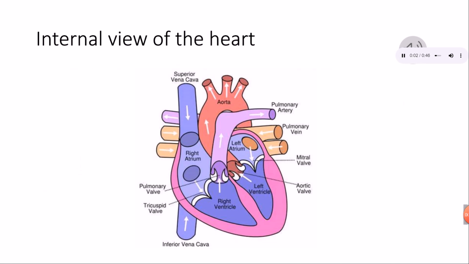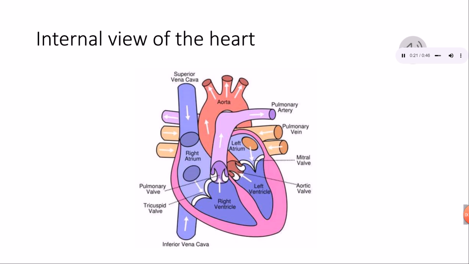Here we have a picture of the internal view of the heart. In this picture, you can see the superior and inferior vena cava. These are two large veins that bring the blood from the body into the heart. You can also see the aorta, which is a major artery that is allowing the blood to flow back into the body from the heart.